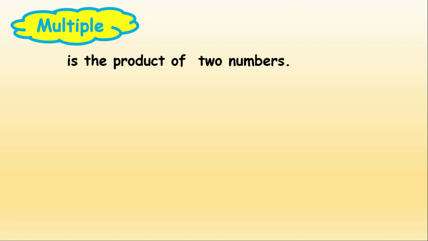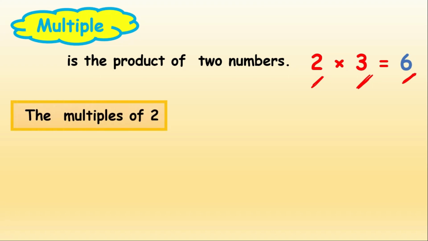So now let's learn the meaning of the word multiple. A multiple is a product of two numbers, like 2 times 3 equals 6. So 6 is a multiple of 2, and also 6 is a multiple of 3. Okay? Let's show an example. The multiples of 2. Let's show multiples of 2 starting with 2 times 0.